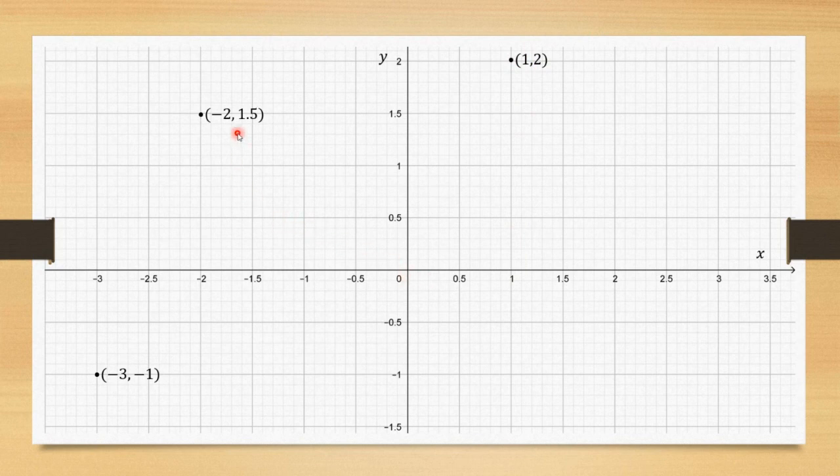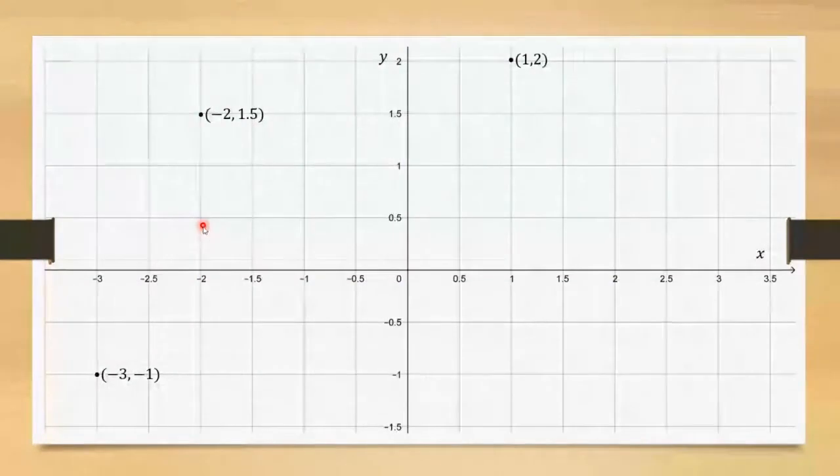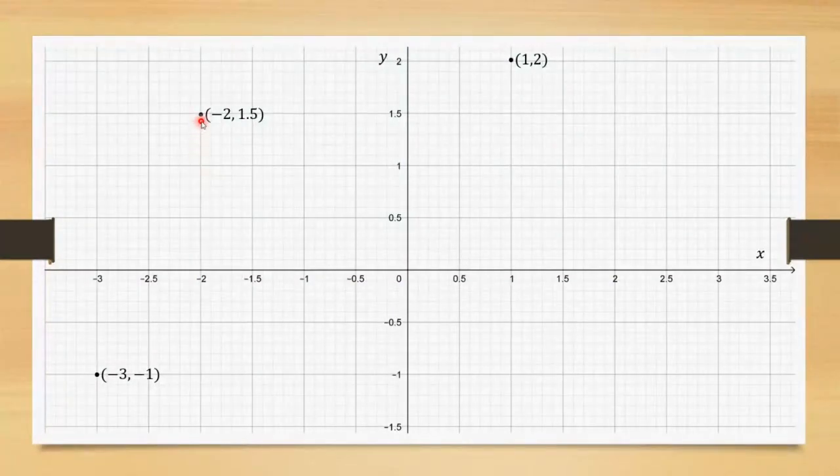Over here, let's say we imagine plotting (-2, 1.5), right? We locate -2 on the x-axis. And in this case, we go to the left 2 units. Now you go up 1.5 units, like so. So in this case, again, our y-coordinate is 1.5. So we're going to go up 1.5 units.